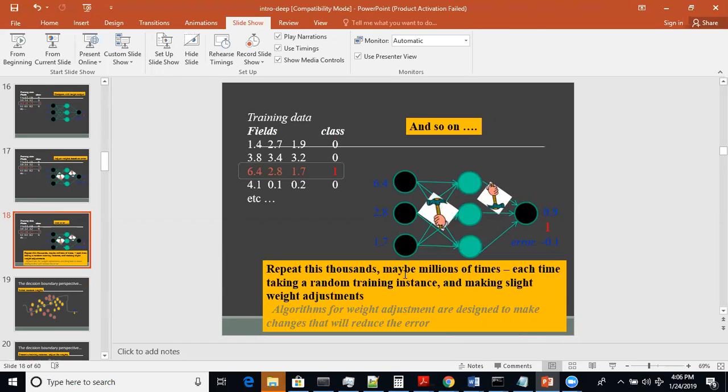So repeat this thousands or millions of times, each time taking a random training instance and making slight weight adjustments. Now, there are 4 records, so these 4 will fill this up, because every row is considered once. The number of features will be here. So it will fill up in these nodes and process, and for every record we are expecting some output. So then the errors can be found out. So the absolute error is ABS of 1 minus 0.9.